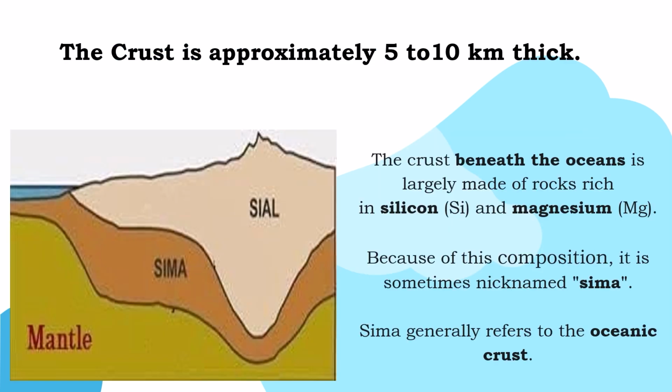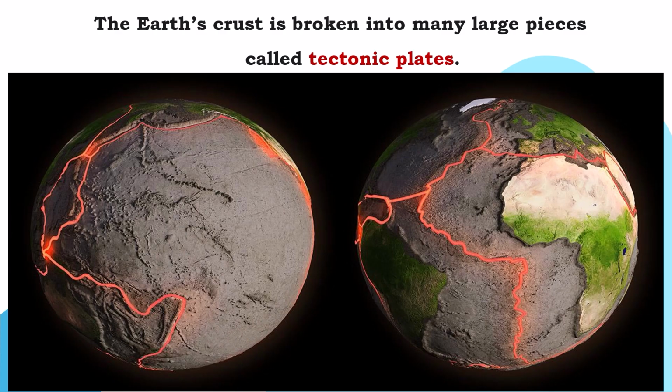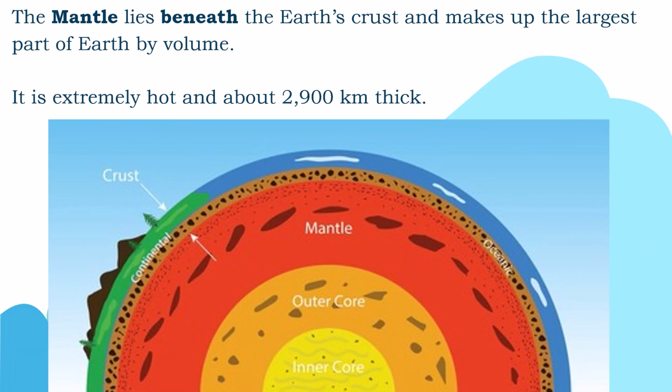The crust is approximately 5 to 10 kilometers thick. The crust beneath the ocean is largely made up of rocks rich in silicon and magnesium. Because of this composition, it is sometimes nicknamed as Sima. Sima generally refers to the oceanic crust. Earth's crust is broken into many large pieces, which are called tectonic plates.